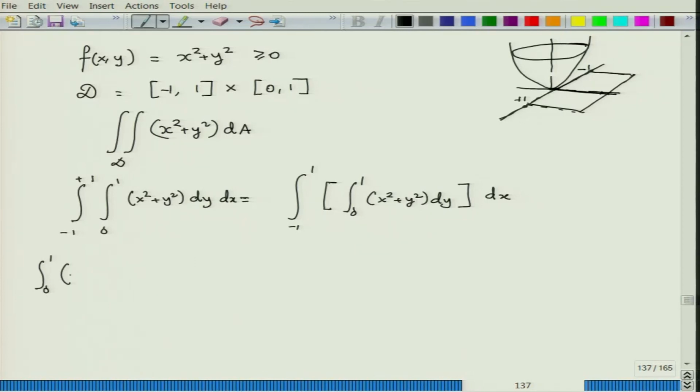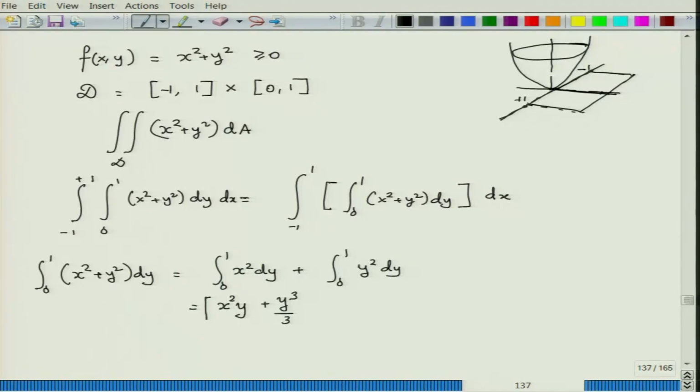The integral from 0 to 1 of x square plus y square dy is equal to the integral from 0 to 1 of x square dy plus the integral from 0 to 1 of y square dy. X square cannot be integrated with respect to y, it is taken as a constant. So, you take this out. So, you will have x square y plus y cube by 3, standard integration, evaluated from 0 to 1, 0 you do not have to bother. So, this gives you a function of x: x square plus 1/3.